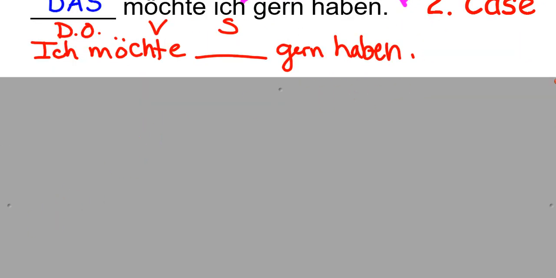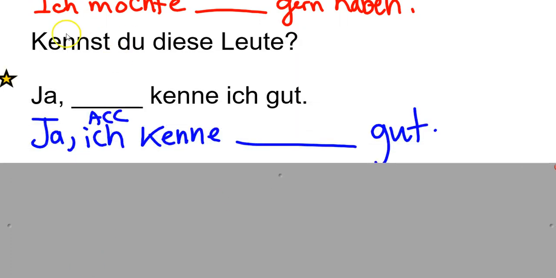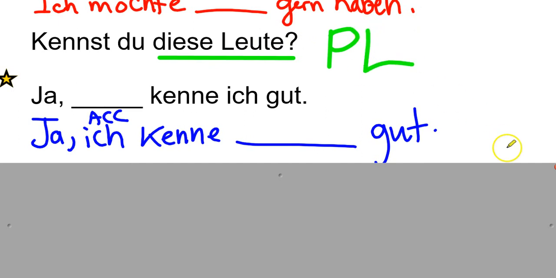Now let's take a look at another example, okay? So, do you know these people? Yeah, these I know well. So, this Leute, we have to figure out the gender. Is it masculine, feminine, neuter, or plural? If you remembered that it's plural, you are correct. So now we definitely know we're dealing with the plural column. So we have here our subject, I, which makes this the accusative case.